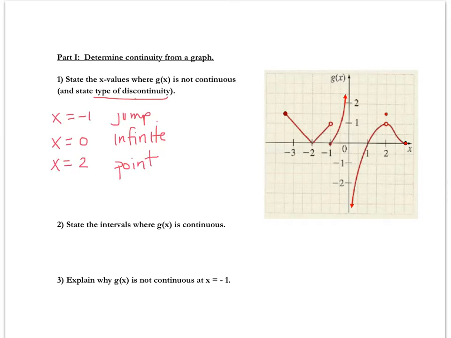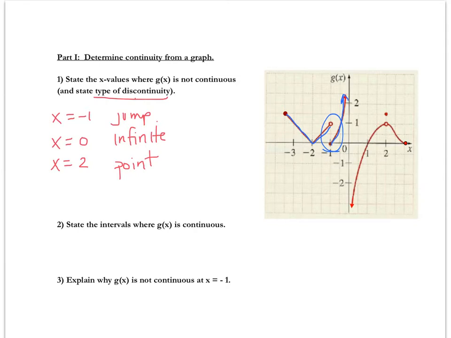Okay, hopefully you got the three different discontinuities occur at x equals -1, x equals 0, and x equals 2. We can see at x equals -1 there's a clear jump in the graph. If you were tracing this with your pencil and you got to here, you would literally have to pick it up and jump on down to another piece to continue tracing.